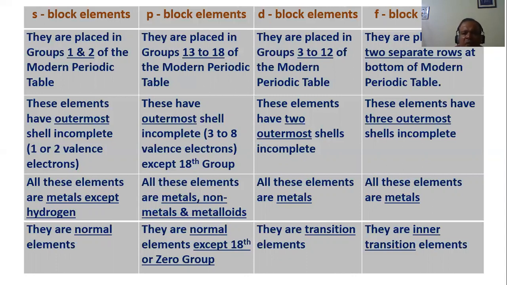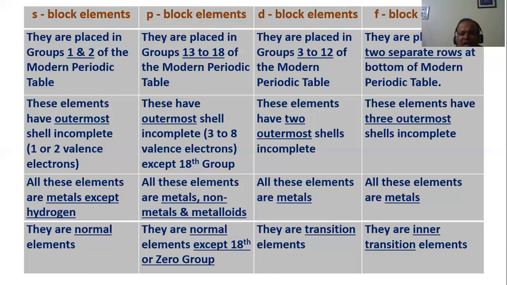So we move on to the D block elements. They are placed in groups 3 to 12 of the modern periodic table. That means 3, 4, 5, 6, 7, 8, 9, 10, 11, and 12. These elements have two outermost shells incomplete. Does it ring a bell? Two outermost shells incomplete. Do you remember what we have learned? All these elements are metals, and they are transition elements. Remember, we learned in the previous slide that the transition elements have their two outermost shells incomplete. So all these transition elements are metals.